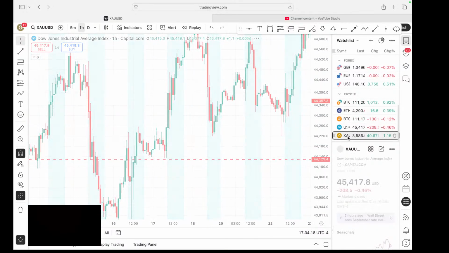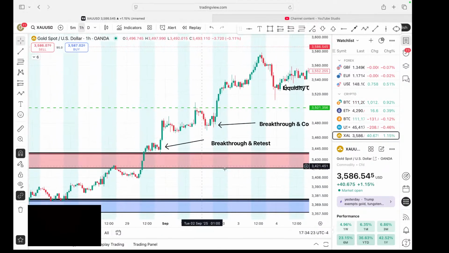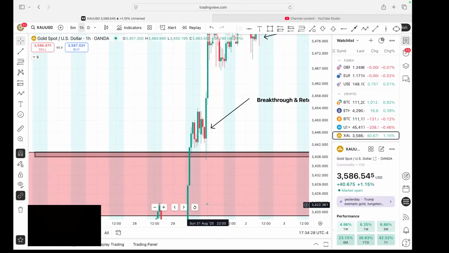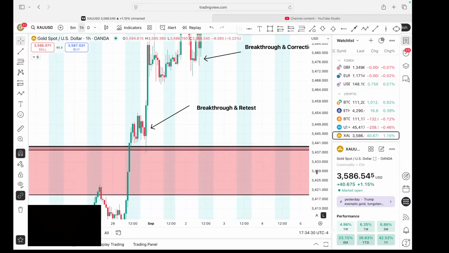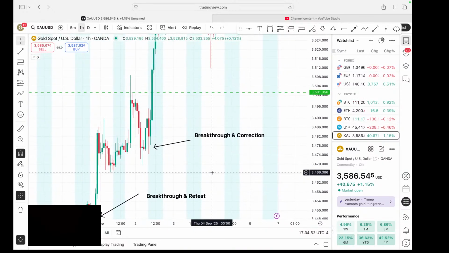So let's go back to gold. And let's find, okay, cool, breakthrough and retest. So this is a breakthrough and retest. This red zone was resistance, right? When price hit this, it dropped down. This is actually a daily resistance. So price broke above the daily resistance, came back, retested, and then took off. All right. Then the next example we have is what's called a breakthrough and correction.